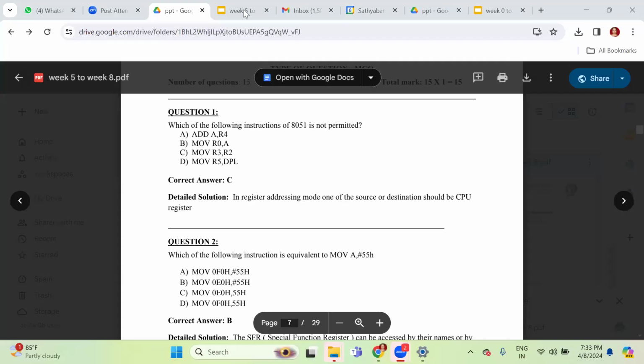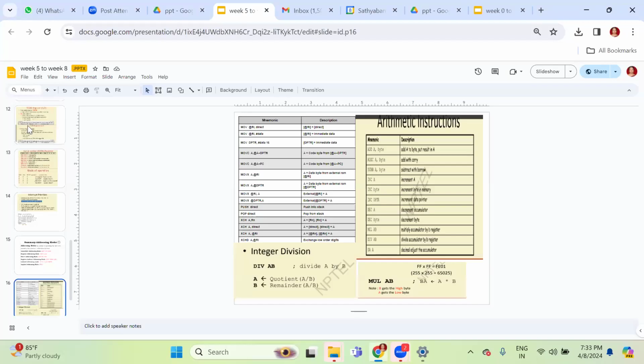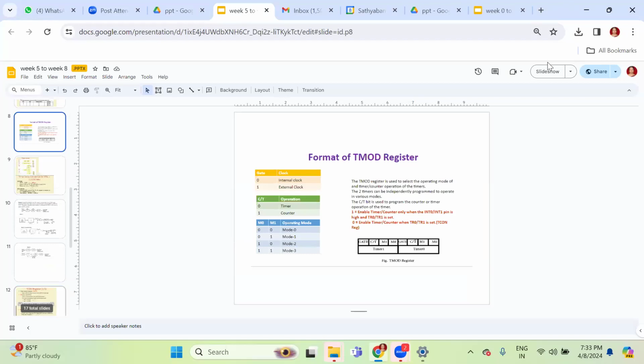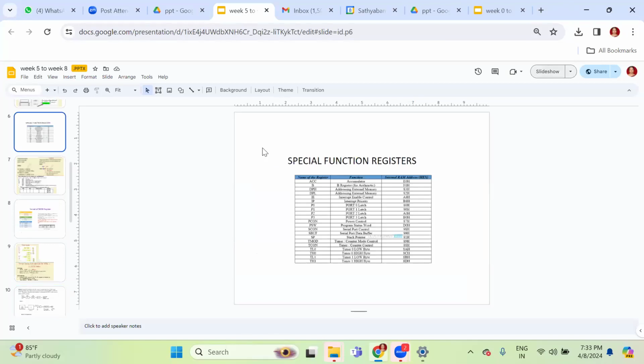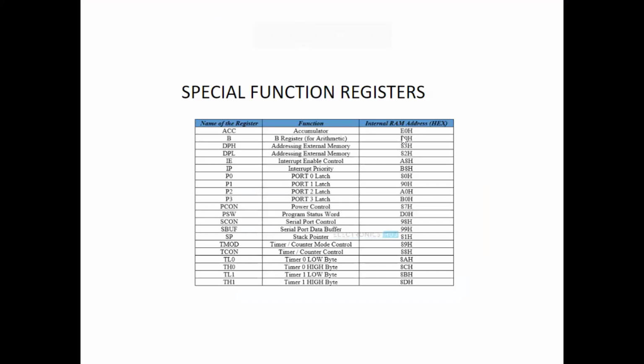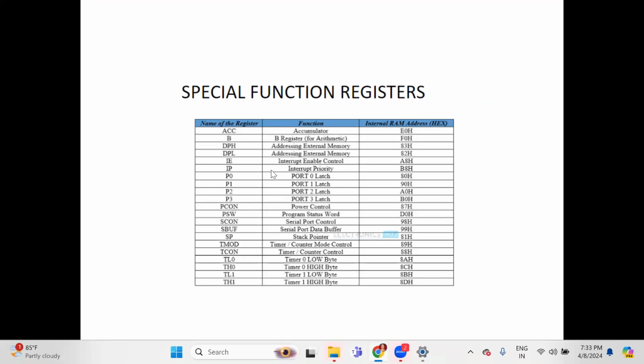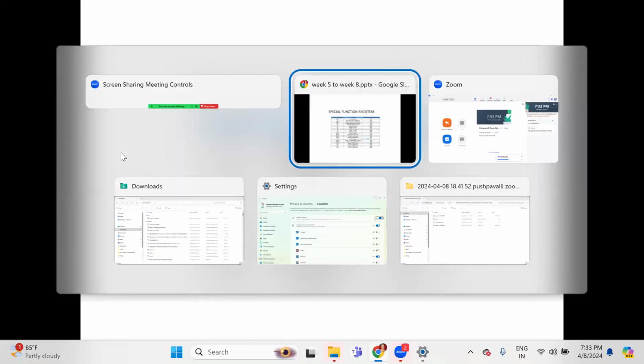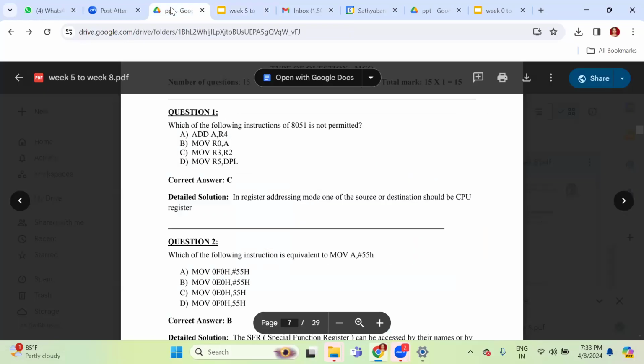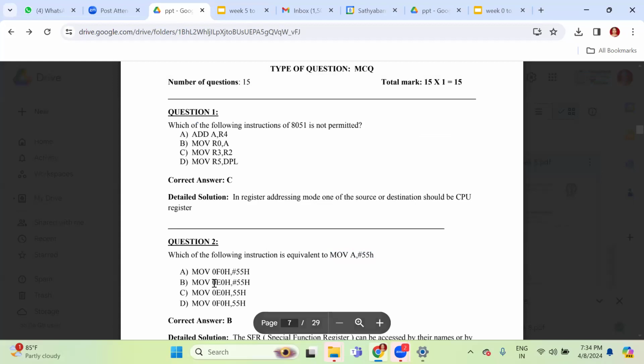How can I do this now? See, here I told one of the very important things, and we have seen it in this question. Tell me, what is the accumulator address? Refer to the diagram. What is my accumulator address? E0. My accumulator address is E0. You have to remember, instead of A, what am I putting? MOV 0E0H.